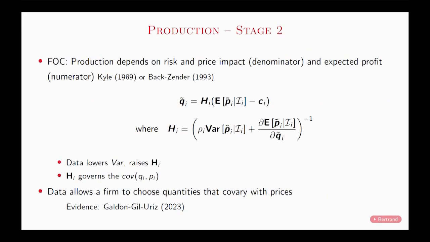So just to give you a flavor, if you think about the standard solution to this problem, from the first order condition, how much should you produce in stage two, given the information that you have and whatever your marginal cost is, there's basically a relationship between, on the one hand, the expected profits that you make per unit.